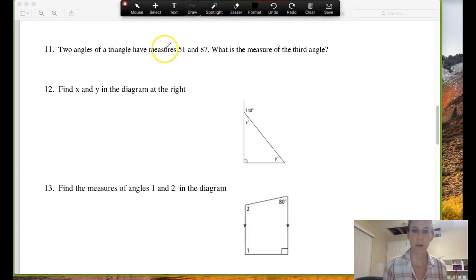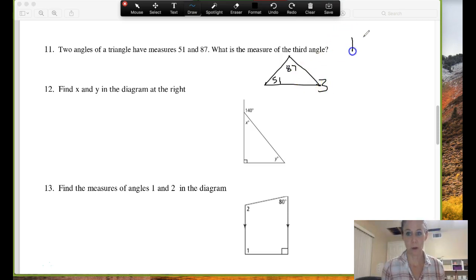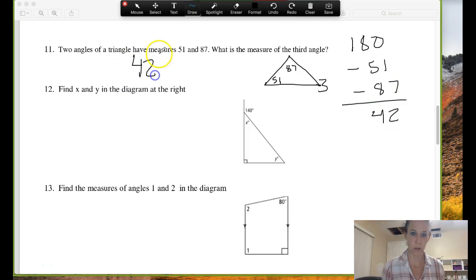Okay, two angles of a triangle have measures 51 and 87. What's the measure of the third angle? This should be super basic compared to that last problem. Okay, 51, 87, and the third angle, angle 3 over here. You just go 180, and then you subtract off 51 and subtract off 87, and you should get 42. So the measure of the third angle is 42 degrees.